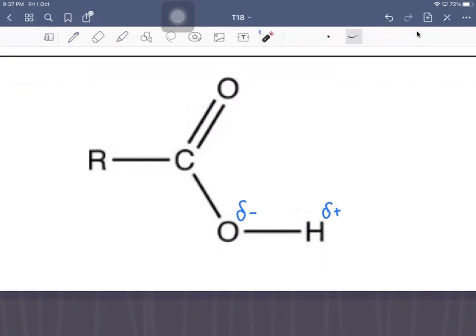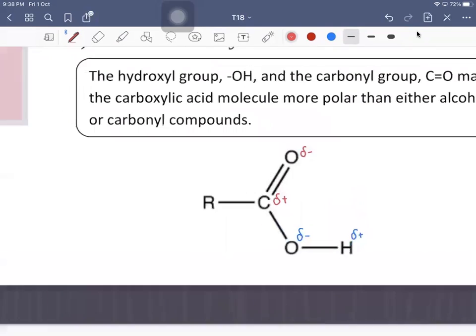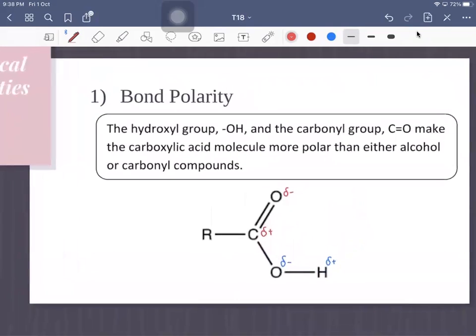Now, there is another polar bond in this functional group COOH, which is the carbon and the oxygen. Oxygen versus carbon, we both know that oxygen will be slightly negative and carbon will be slightly positive, for the same reason that oxygen is more electronegative than carbon. So seeing that there are more polar bonds in carboxylic acid, obviously the molecule will become a polar molecule.